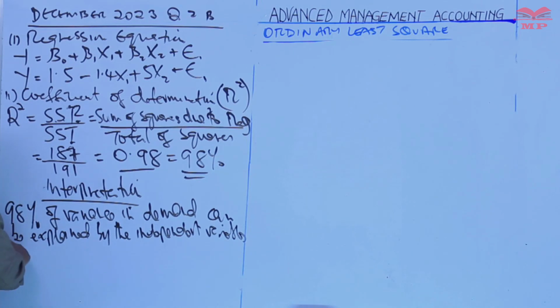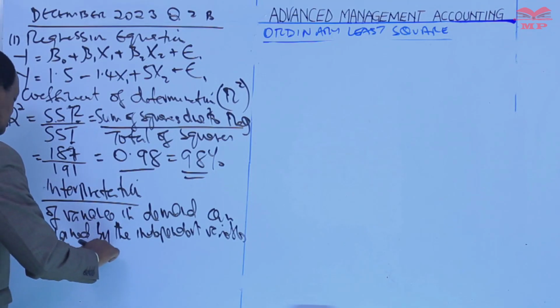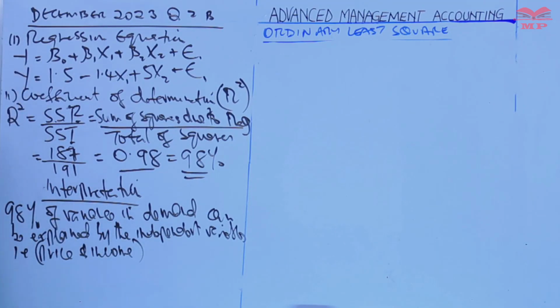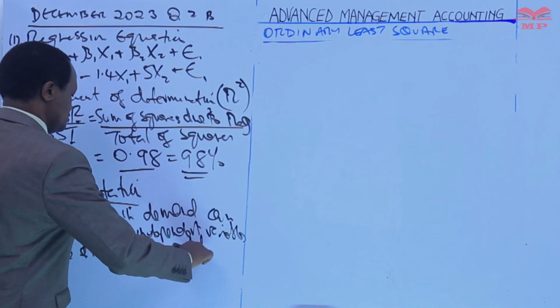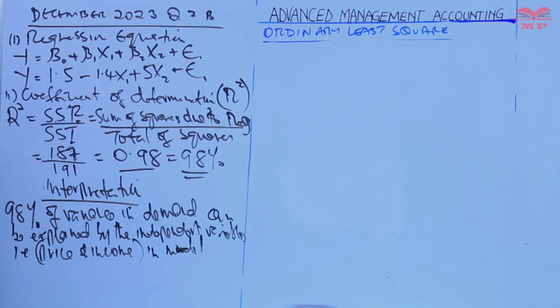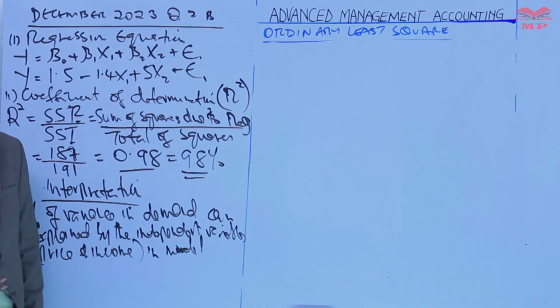These are the price and income. Price and income are the independent variables in the model. It indicates a strong explanatory power of the regression model. That is the interpretation. And that is part 2.